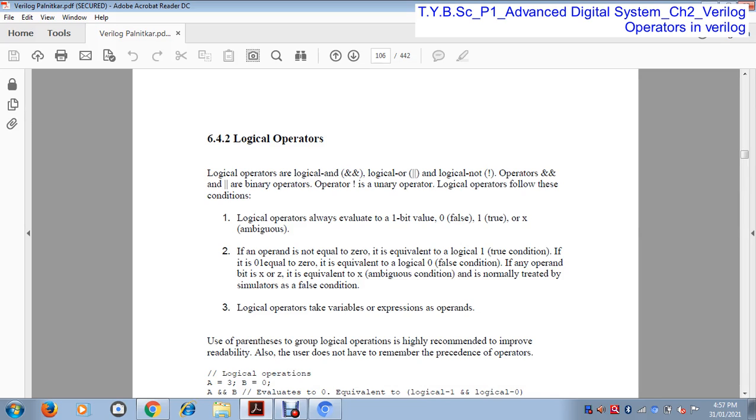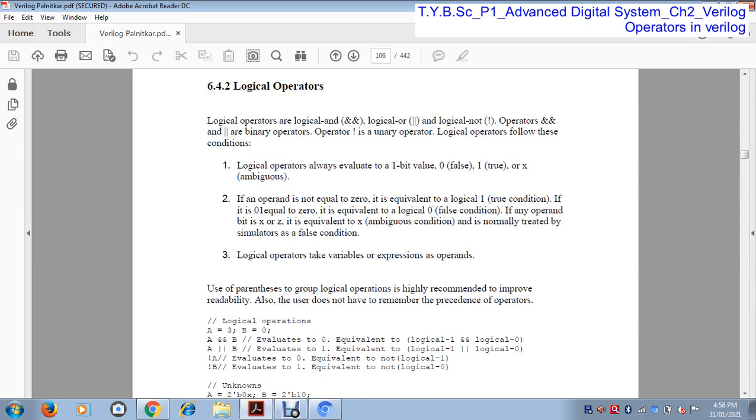Logical operators always evaluate one-bit values, 0 and 1. 0 means false, 1 means true. If an operand is not equal to 0, it is equivalent to logical 1, that means a true condition. If the operand is 0, that means it is logic 0, that means the condition is false. Okay. Logical operators take a variable or expression as an operand.